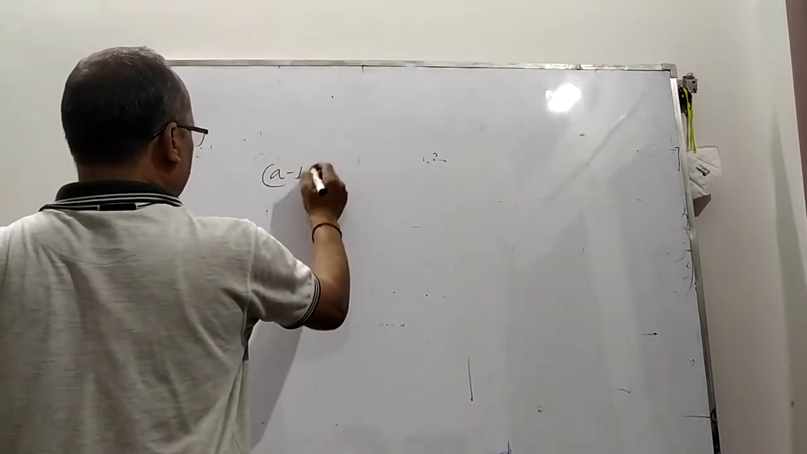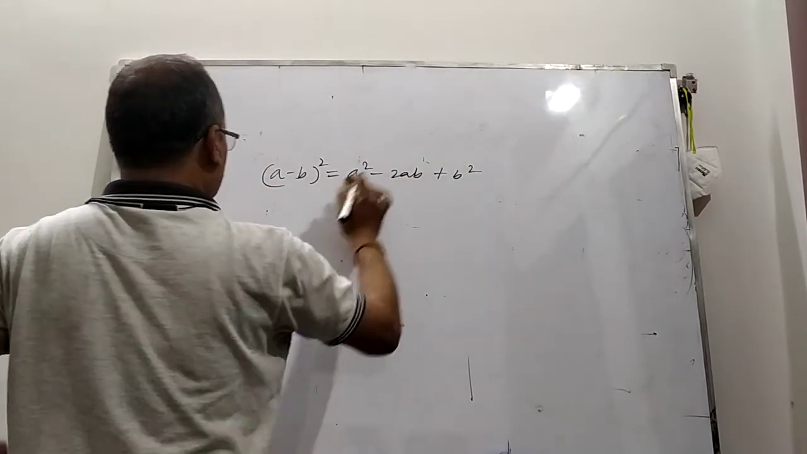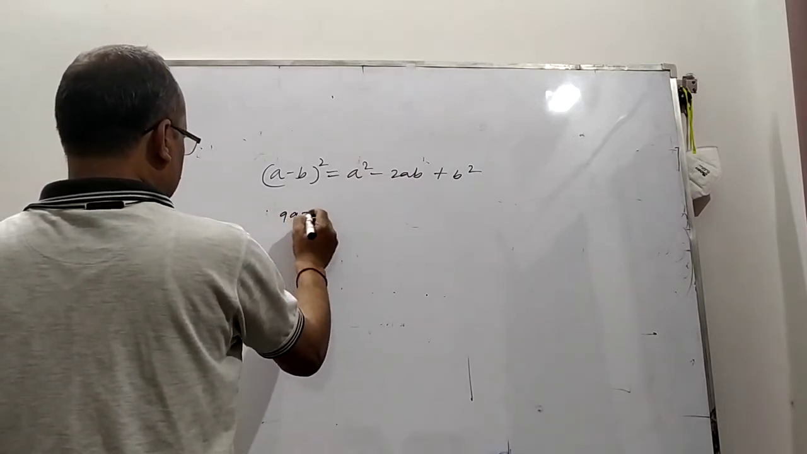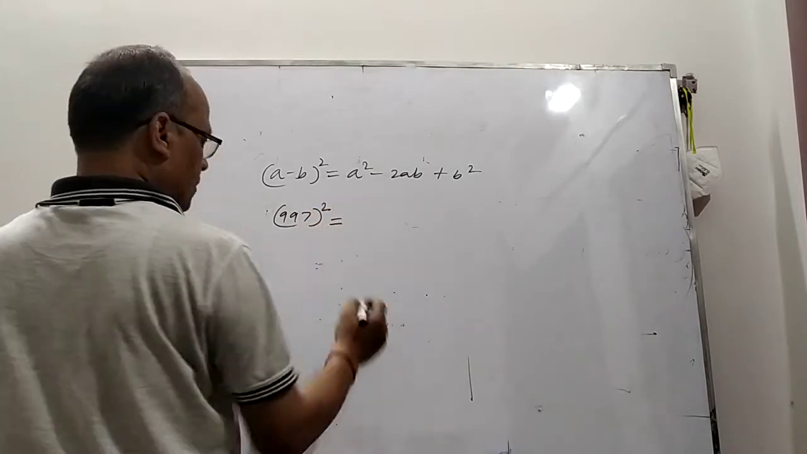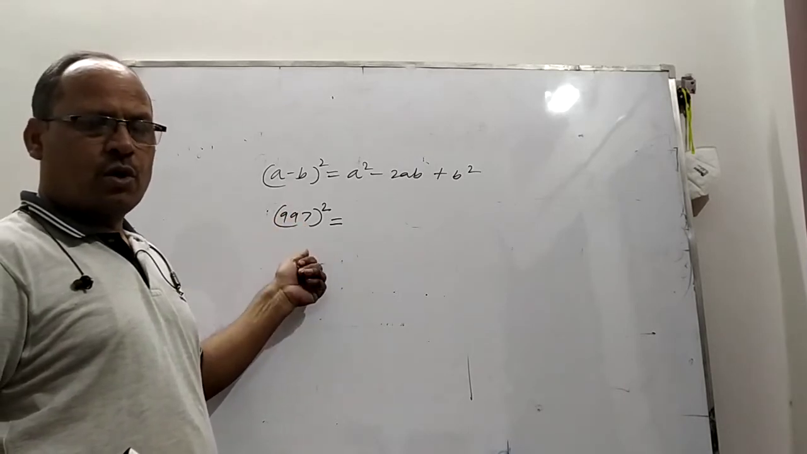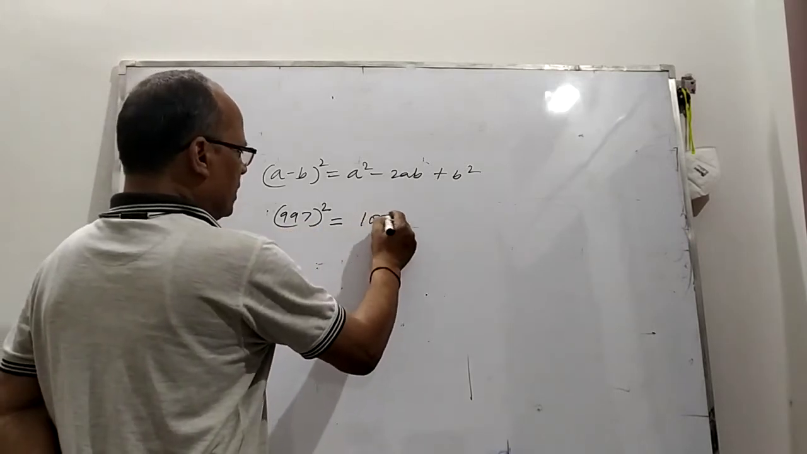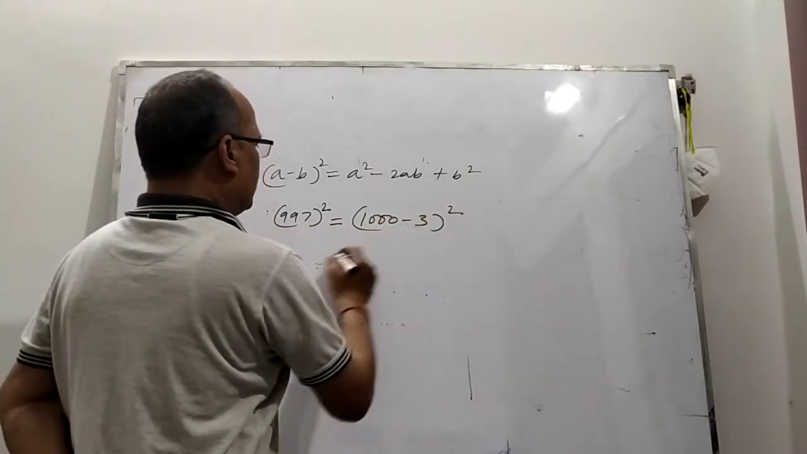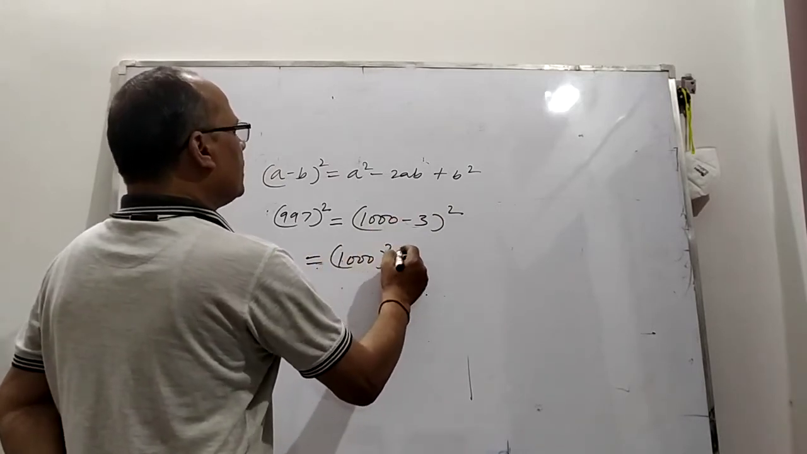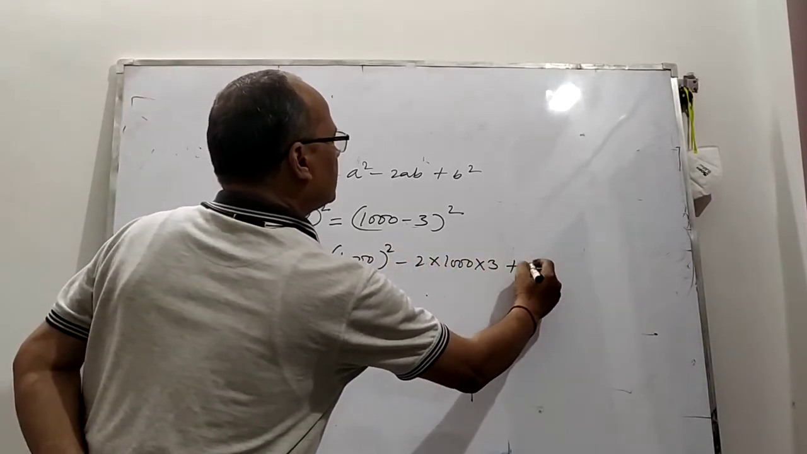Using the formula of (a minus b) whole square, a square minus 2ab plus b square, you will find the value of 997 whole square. This will be closest to 1000. You will search for the closest to 10, 100 or 1000. So this is closest to 1000. So (1000 minus 3) whole square, this will be 1000 square minus 2 into 1000 into 3 plus 3 square.